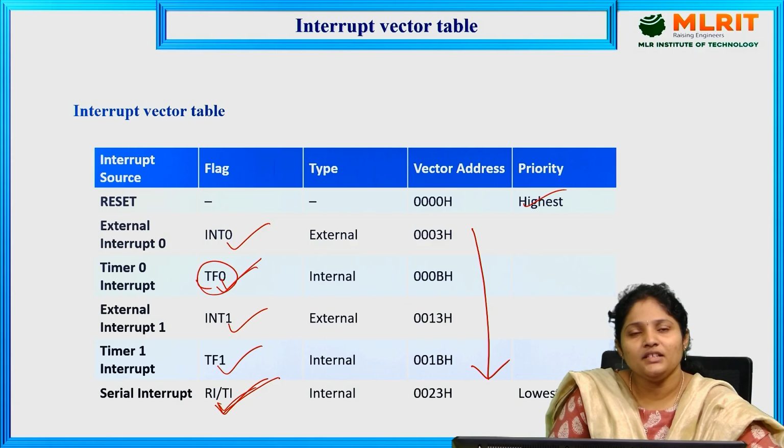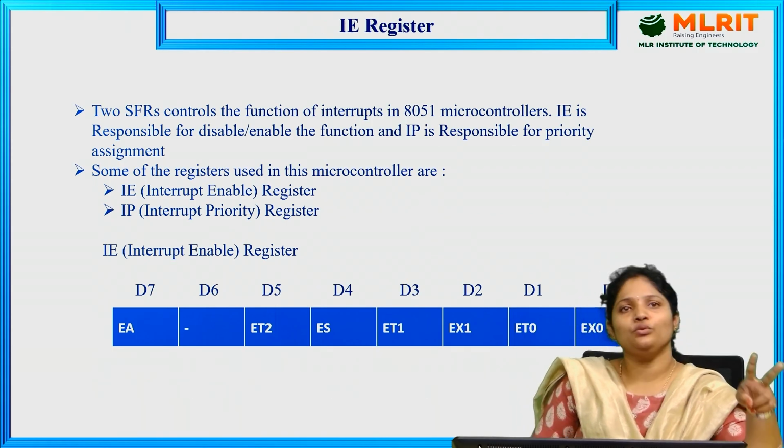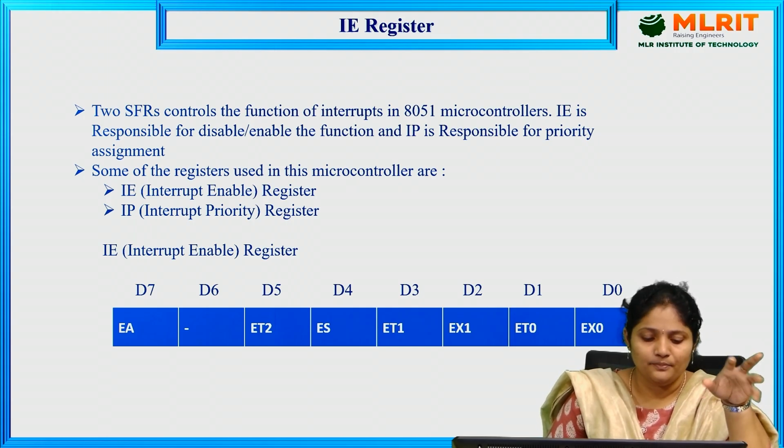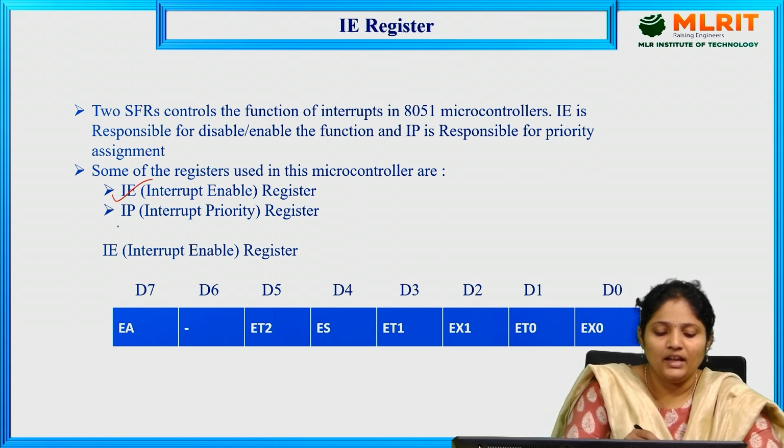In some cases, if we want to change the priority levels, how do we change them? There is one special function register, the interrupt priority, the IP register, right? By using that, we can set the priority levels. Okay, yes. So there are 2 special function registers for interrupts in the 8051. Those 2 are IE, interrupt enable, and IP.